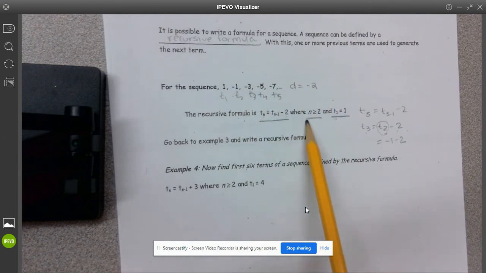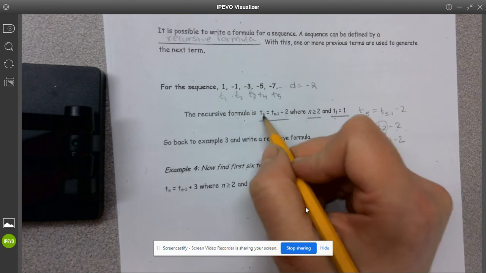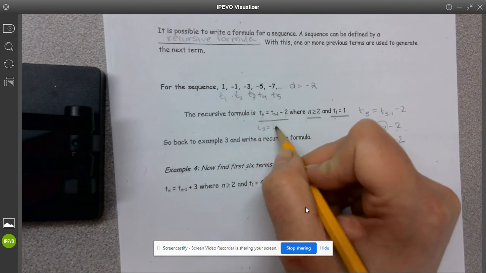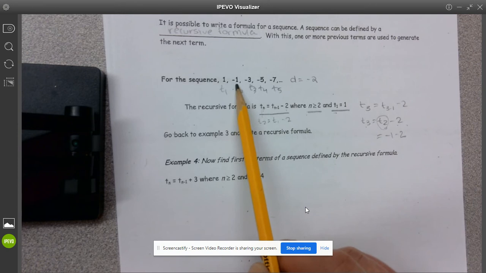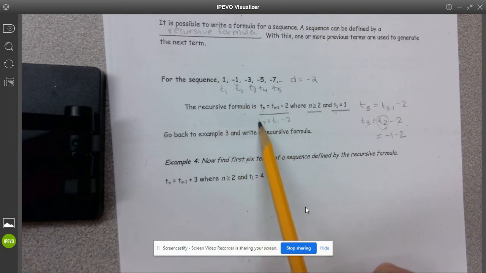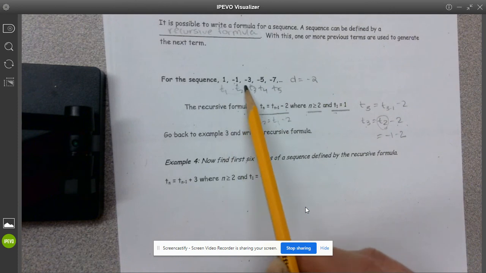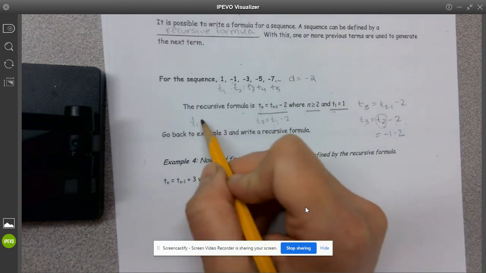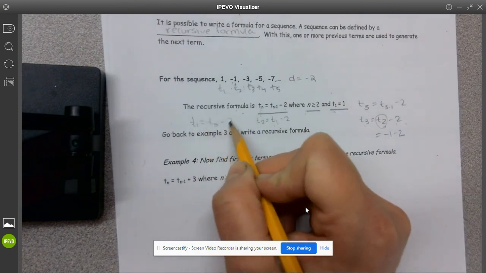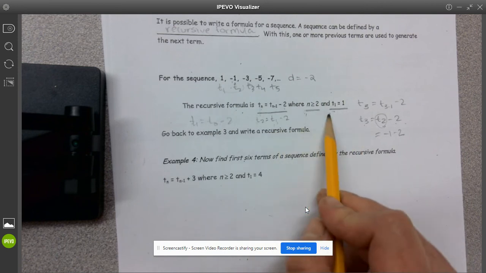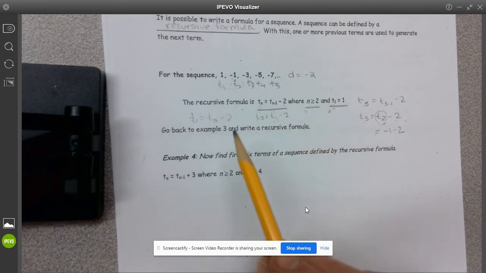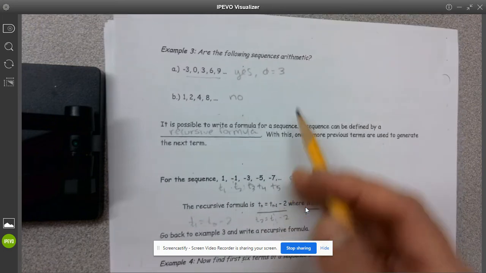Okay, we have to start at 2. So for instance, if I want to find the second term, it has to be the first term minus 2. Well, I want to find -1, so I take my first term and subtract 2. You can't start with your first term because you don't know t sub 0 or the one previous, because there is nothing previous. So you have to start with the second term, give the reader the first term, and then that's your formula. So let's go back to example 3 and write a recursive formula.